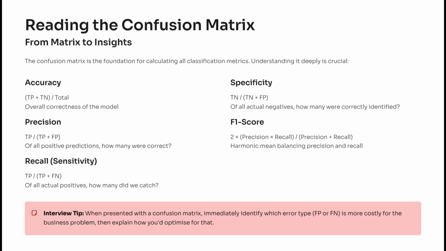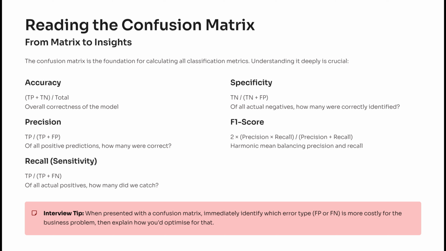Precision tells you, of all the cases the model predicted as positive, how many were actually correct. It's great for situations where false alarms are costly, like flagging legitimate transactions as fraud. Recall, also known as sensitivity, asks the opposite question. Of all the true positive cases that exist, how many did my model actually catch? This becomes crucial in scenarios like medical testing or fraud detection, where missing even one positive case can be expensive or dangerous.